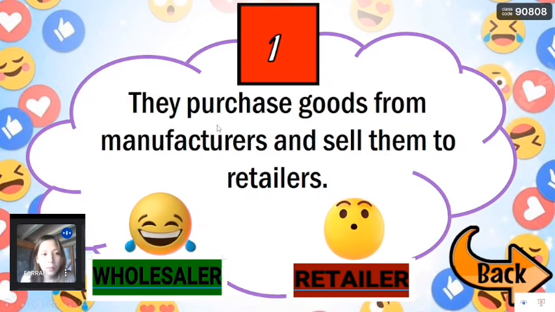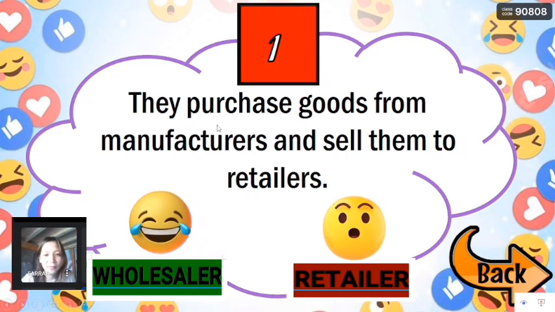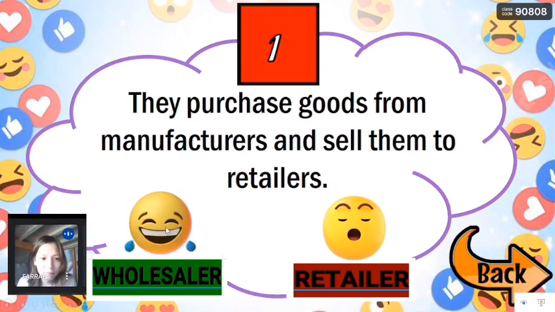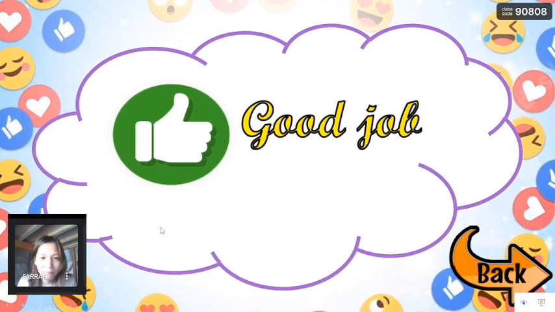Did you see the first question? Yes, teacher. Okay, now let's read. Question number 1. They purchase goods from manufacturers and sell them to retailers. Okay, what is your answer? Ha, teacher. Okay, let's see if the answer is correct. Very good. Your answer is correct. And now let's have the next question.